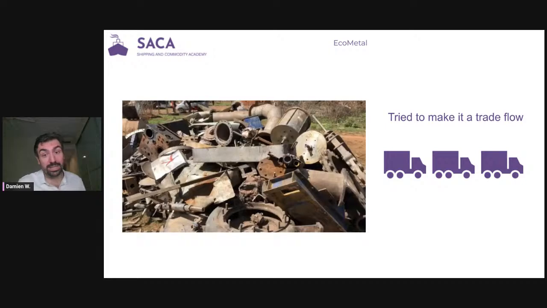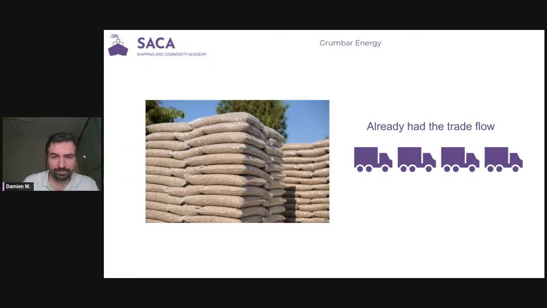Obviously, we tried to make it a trade flow. But when we were in the process of making this trade flow, we got so many problems. It was so difficult. We got scammed everywhere. We knew DRC was going to be difficult, but we didn't imagine it was going to be that difficult. So yeah, we tried to make it recurring, but we failed.